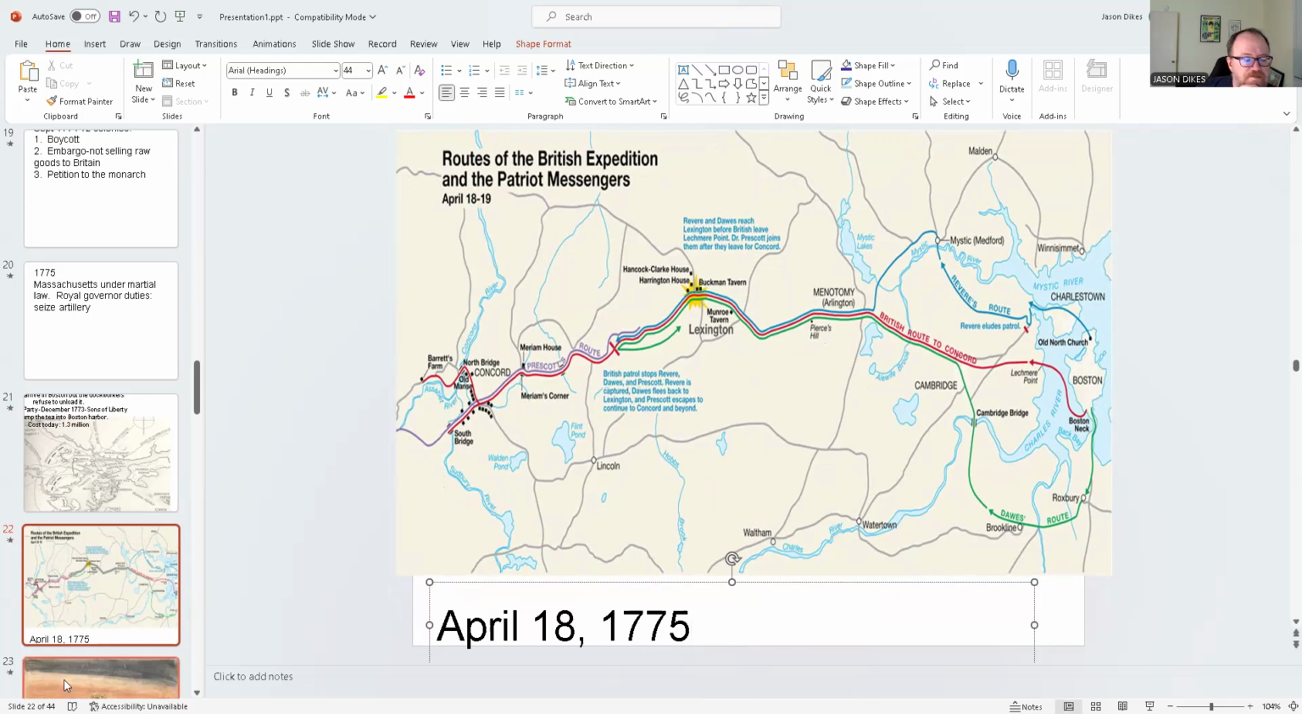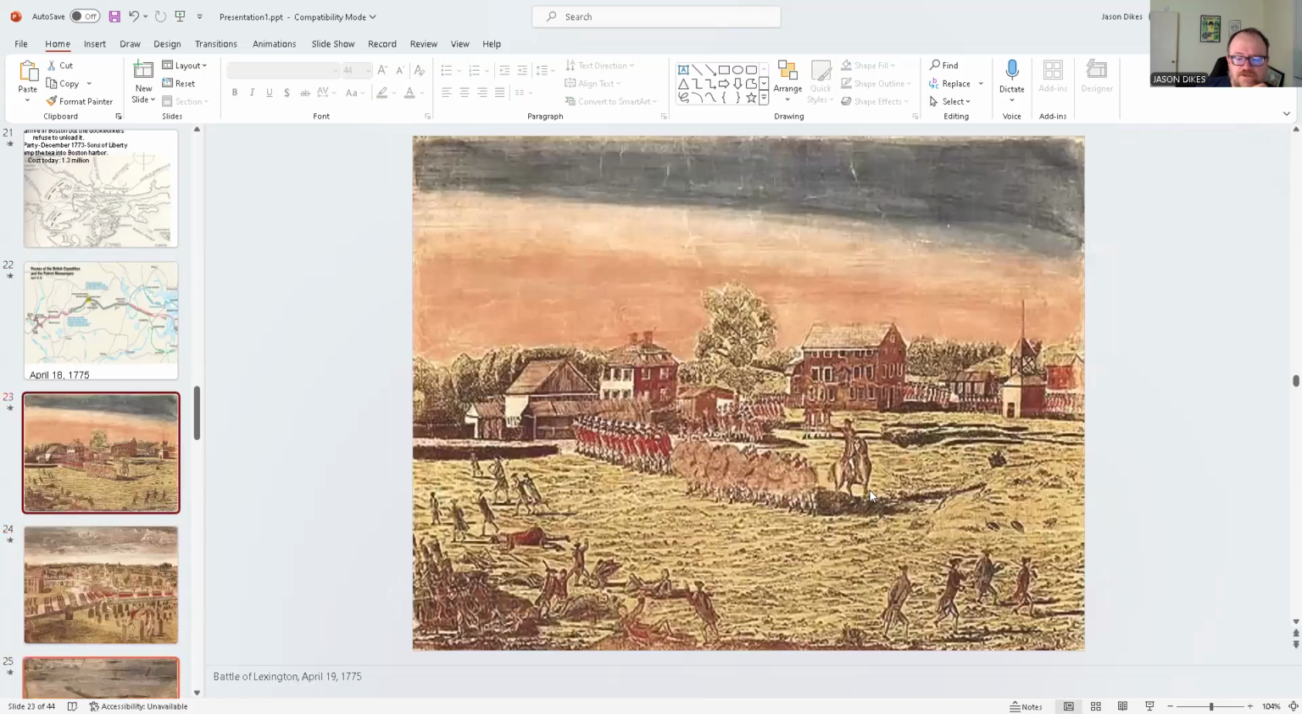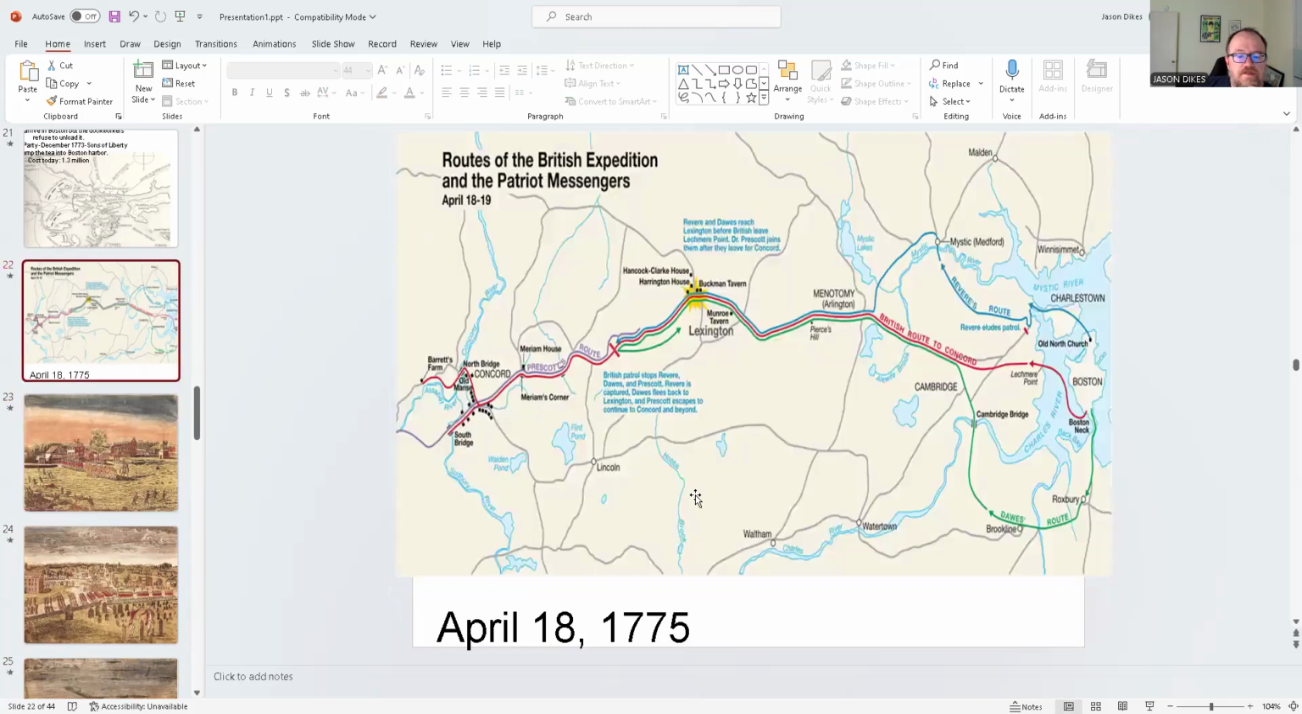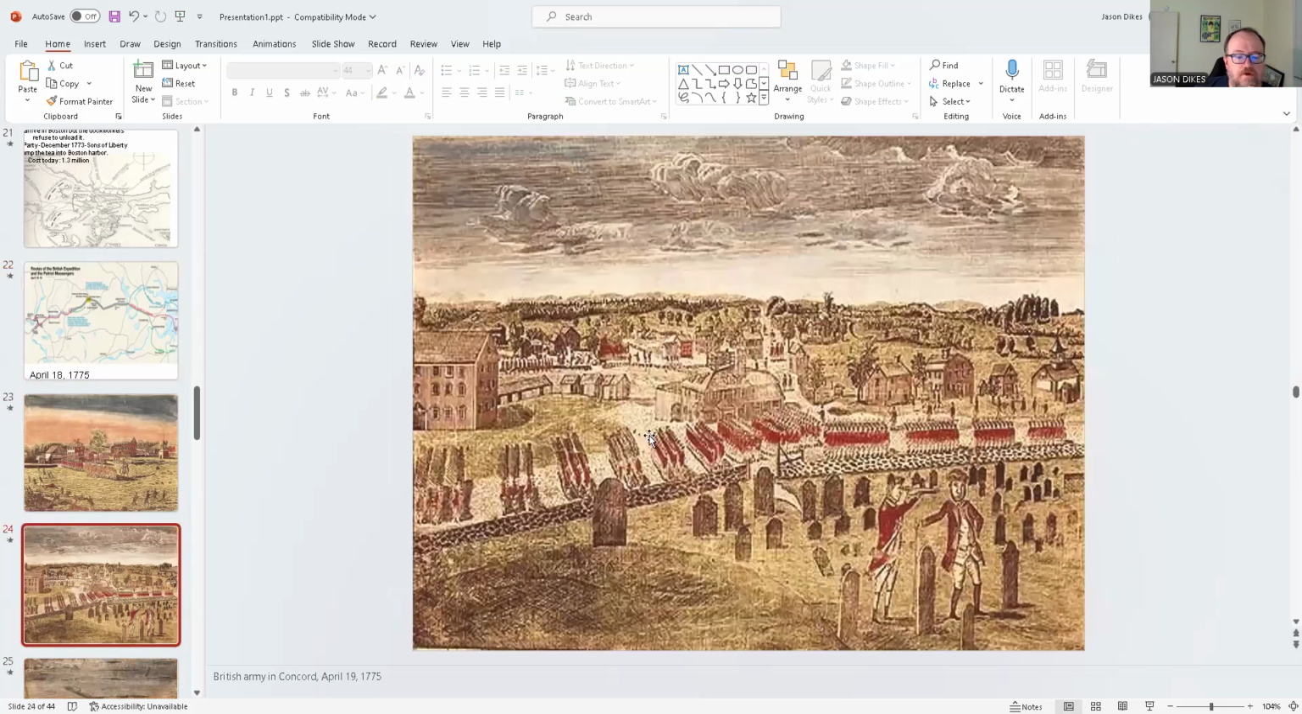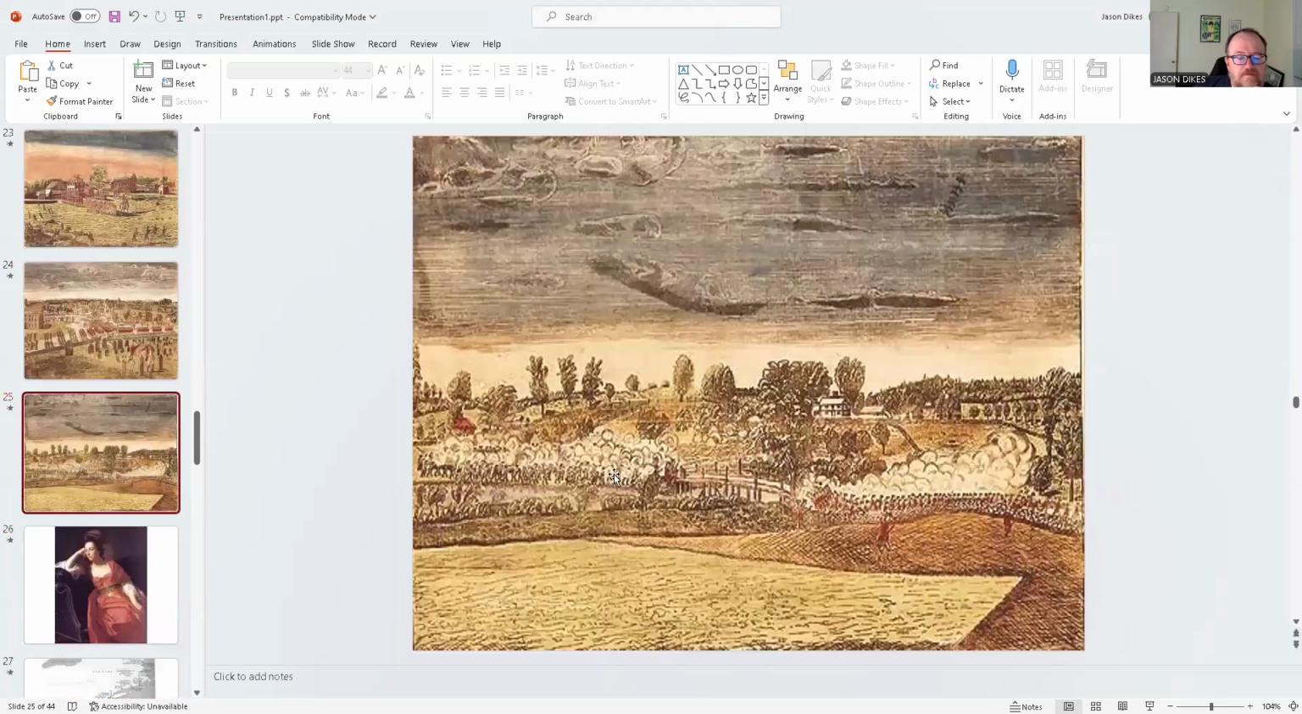Now they get to Lexington. There is a battle at Lexington. This was painted about 2 weeks after the battle. And you see the fight here on Lexington Green. Here are the Americans. And then after that, they leave Lexington and they head for Concord. And here they are marching into Concord. And here they are meeting a lot of armed and angry Americans.